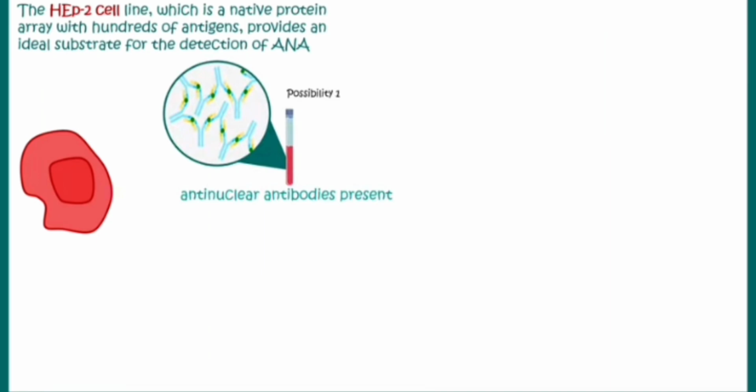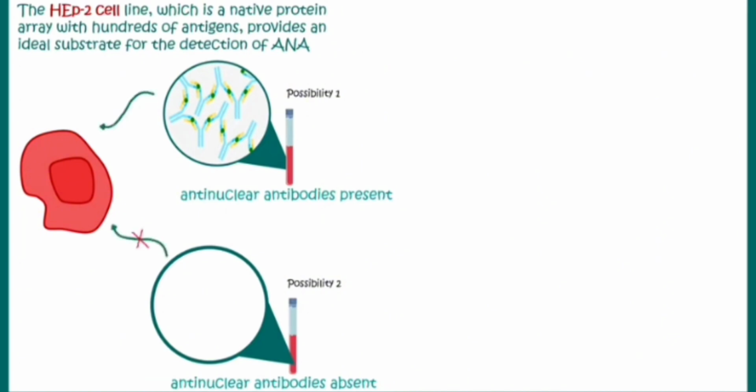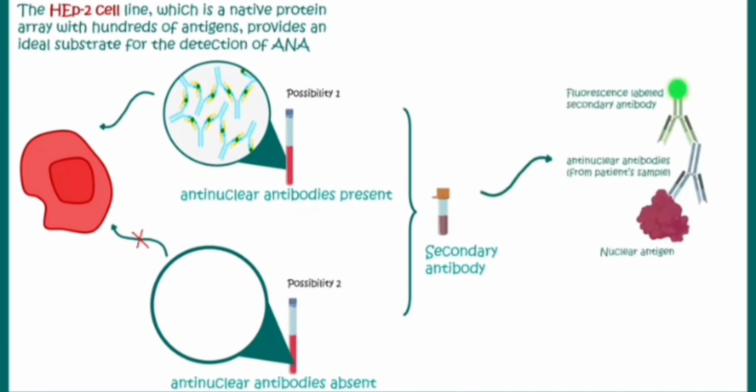So we have two outcomes. One outcome is that the patient sample has anti-nuclear antibodies, and the second outcome is that the patient sample might not have any anti-nuclear antibody. So obviously, in the second case, the ANA test would be negative, and in the first case, the ANA test would be positive. So what we do is, after incubating the Hep2 cell line with patient-derived serum, we add secondary antibodies.